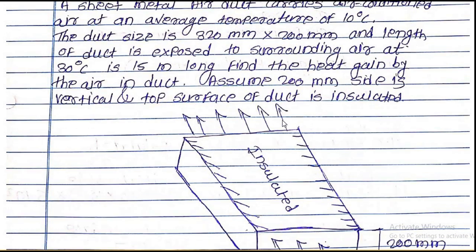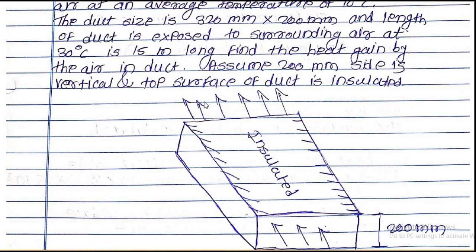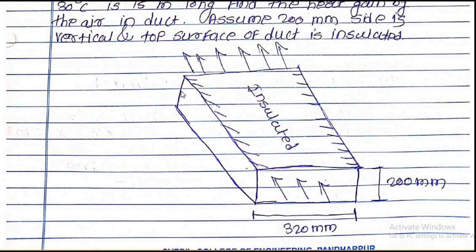Okay, so this is the problem statement. On that statement we can draw the duct figure. So this is the duct, a rectangular duct whose cross-sectional area is 320 mm by 200 mm, and it is clearly mentioned in the problem that the 200 mm side is vertical, so the 320 mm side will be horizontal.